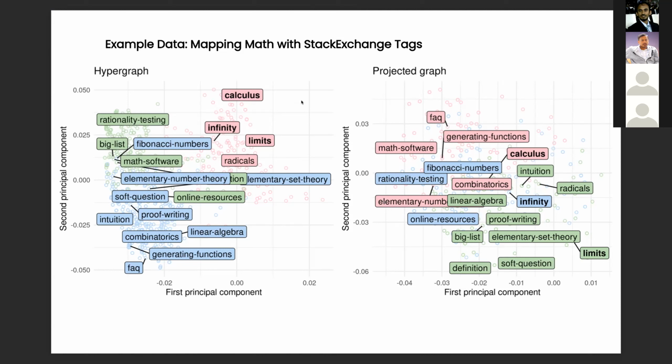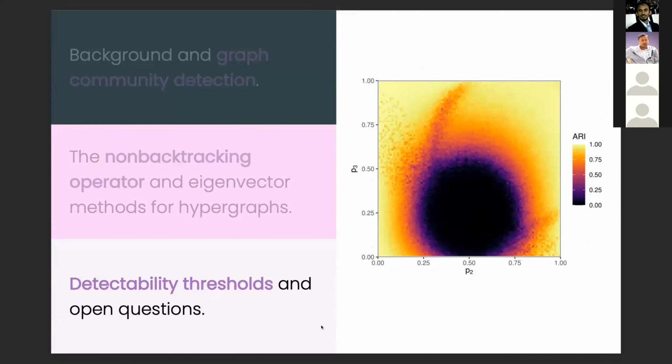So this is just a highlight that there are differences between these two methods. The hypergraph representation via the non-backtracking matrix is distinctly different and allows us to learn some really coherent clusters on this Stack Exchange data. Okay, so finally, I'm just going to end with some brief comments on detectability thresholds, which allude to some open questions, and then I'll wrap up.